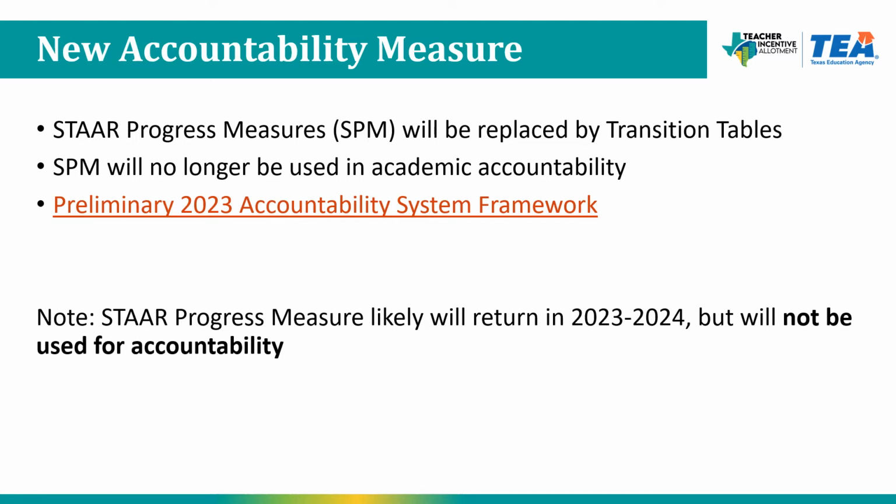There's all kinds of information on what this new accountability system framework looks like, how it's changed, and why it's changed. The link above will take you to the website to get a broader understanding of the changes to the accountability system. If you click on that link, it will take you to the new accountability system framework, which is on the TEA website and describes the updates to school progress as well as academic growth. TEA is not going to use STAAR progress measure anymore. They're going to be using transition tables.